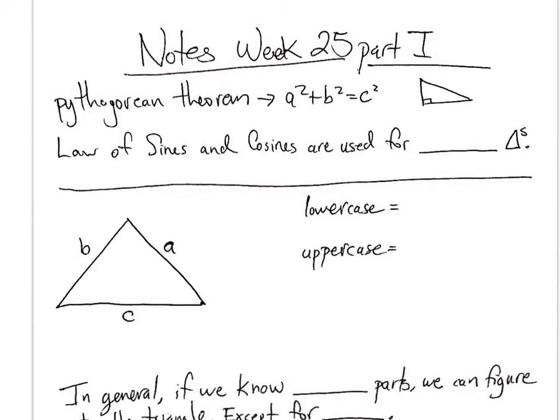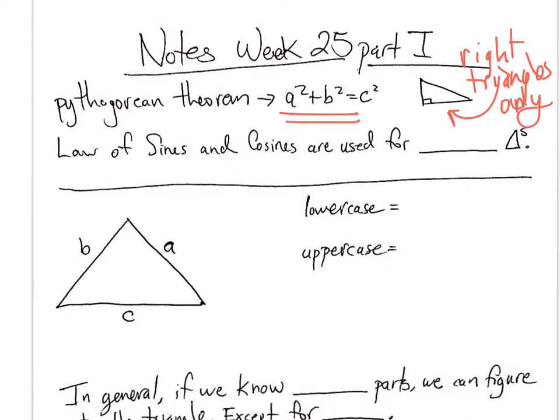So, for right triangles, we could use a squared plus b squared equals c squared to find the length of the sides. If we knew two of them, we could find the third. That applies only to right triangles. So let's write some stuff down here. It's important to know that right triangles only is what the Pythagorean theorem applies to.